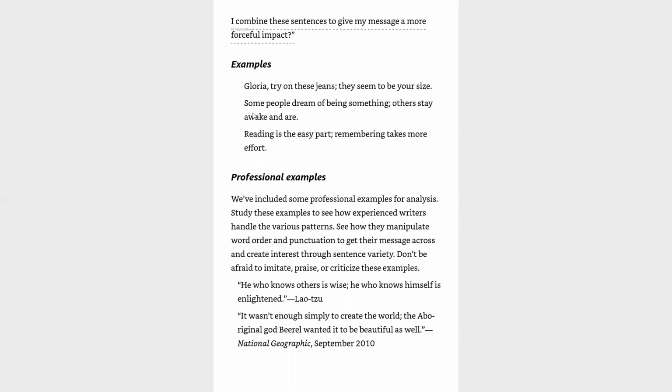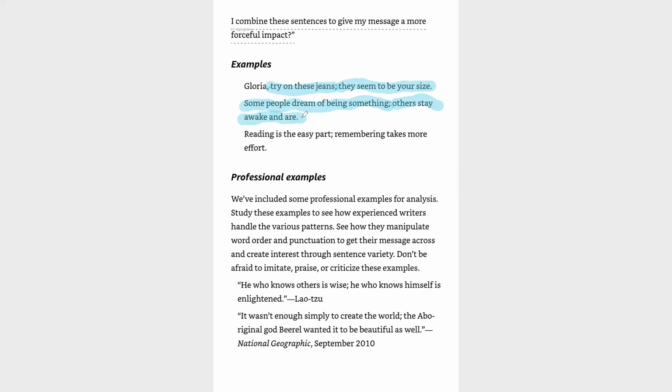We have here, Gloria, try on these jeans, right? So there's our first independent clause, try on these jeans. And then we have, they seem to be your size. That's a second independent clause. So subject, verb, has a semicolon in between. Some people dream of being something, independent clause, semicolon. Others stay awake and are, right?